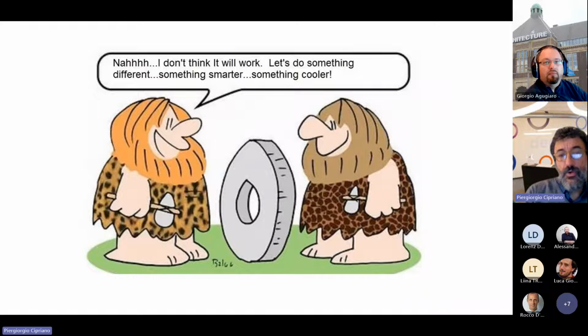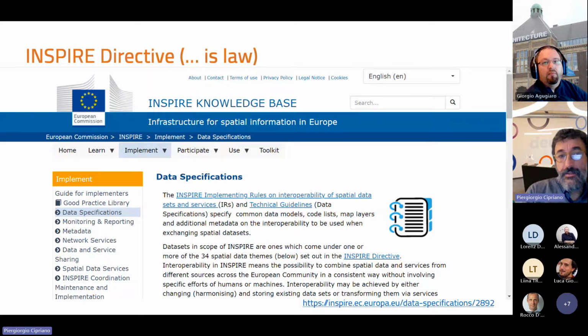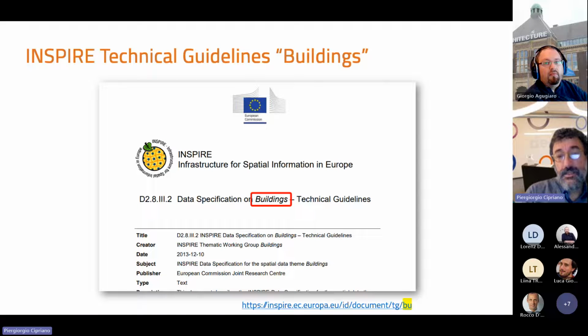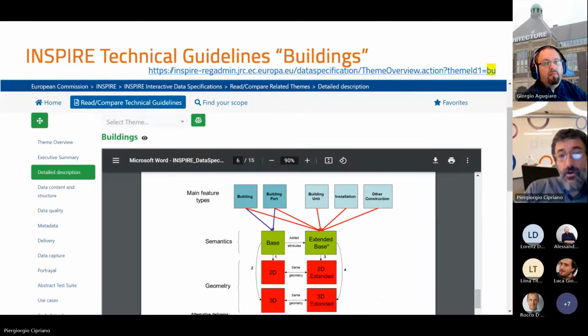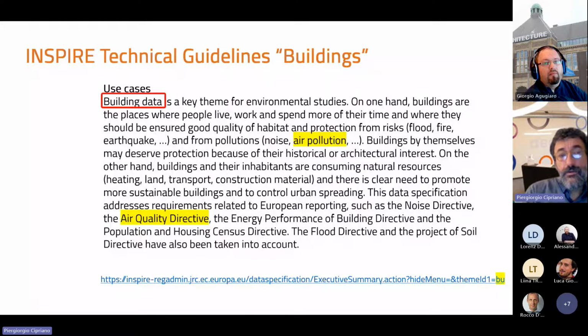Before leaving the floor to Giorgio, why are we here talking about the CityGML standard? Because as for dynamic data, also for data related to buildings, we don't want to reinvent the wheel. There are laws, there are European directives asking for harmonized data. In particular, this directive called INSPIRE has a lot of practical technical guidelines, like this one that is focused on buildings, and this technical guideline is already linked to domains and topics like air pollution, also recalling other directives like the air quality directive.